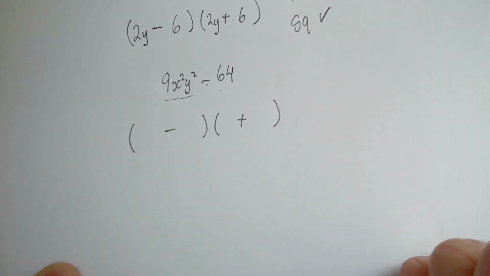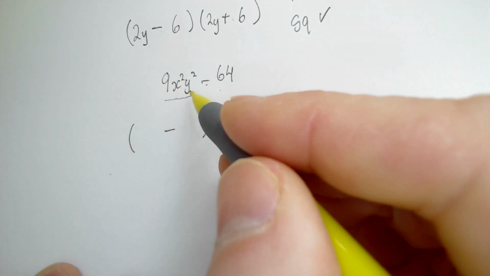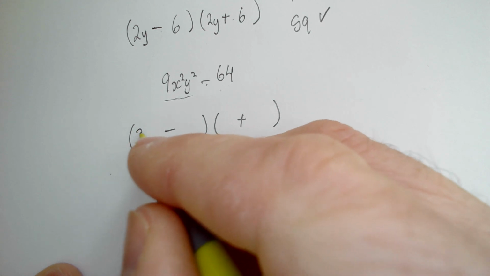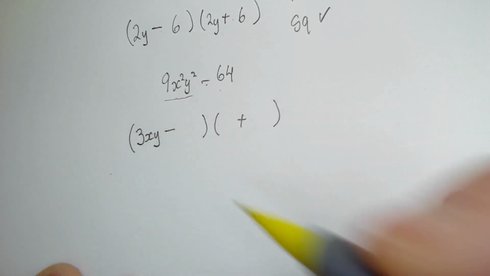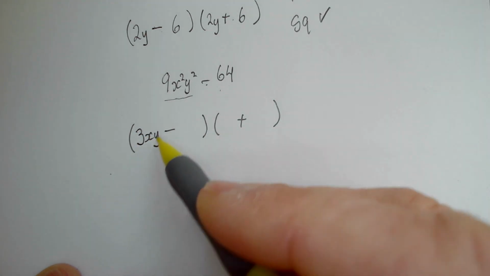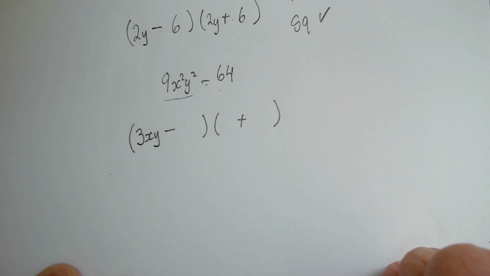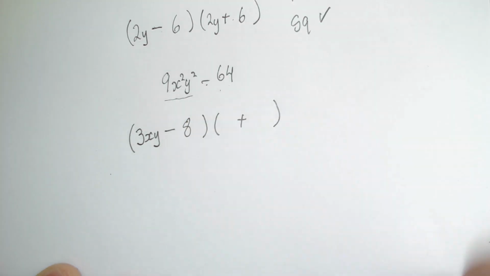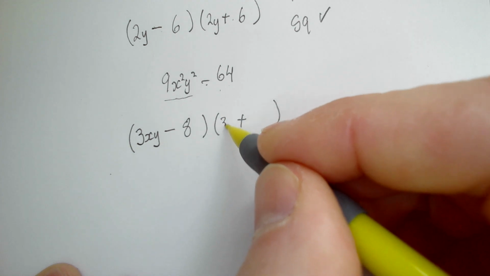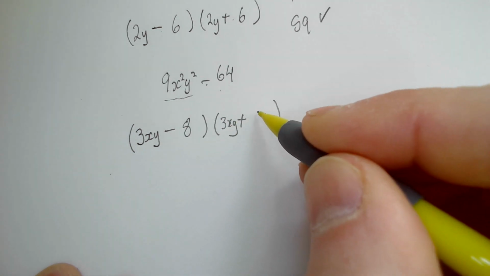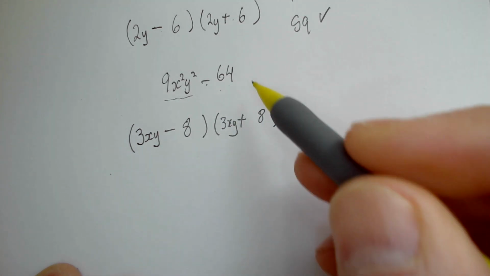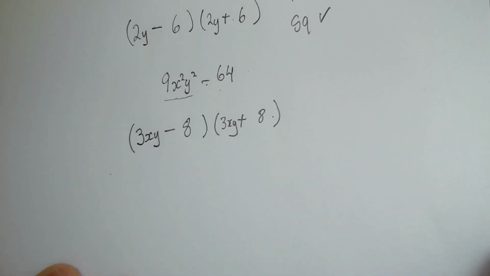Now, what is the square root of 9x squared y squared? So that's going to be 3xy. So 3xy times 3xy is going to give us 9x squared y squared. The square root of 64 is, of course, 8. And then we just copy those terms over here. And we have our factors of this difference of two squares, 9x squared y squared minus 64.